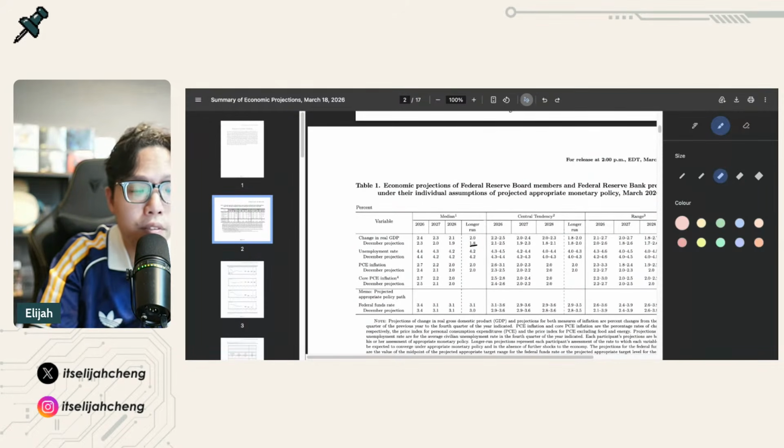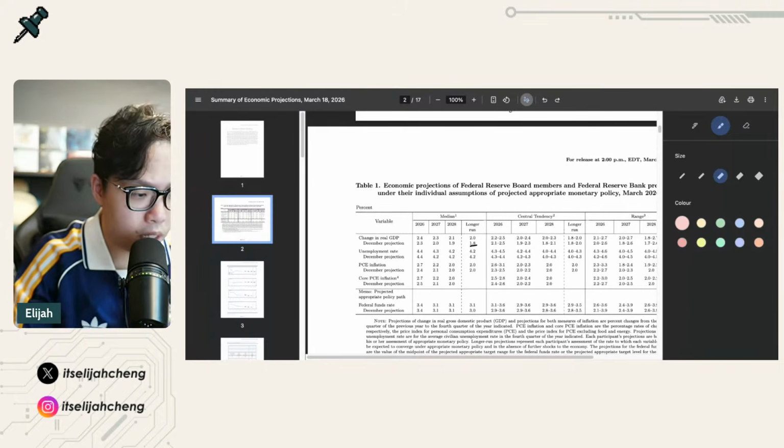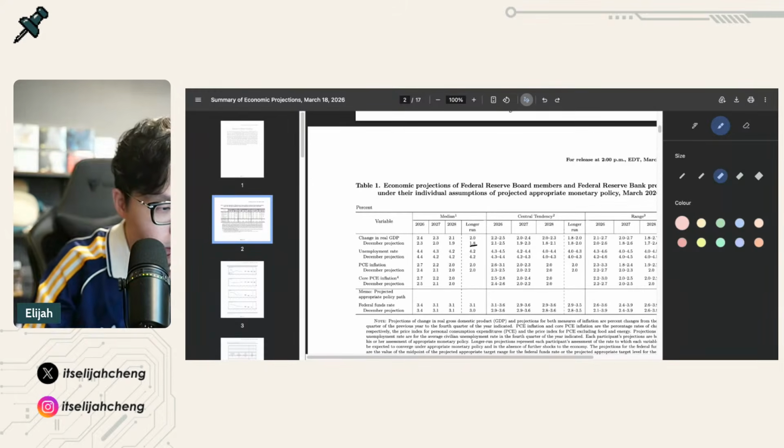Right, we are live. We have a couple of minutes before Jerome Powell speaks. I believe the summary of economic projections have just been released. Let me just take a look at this.